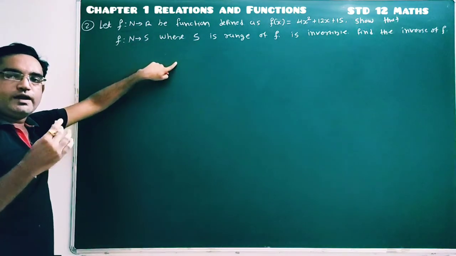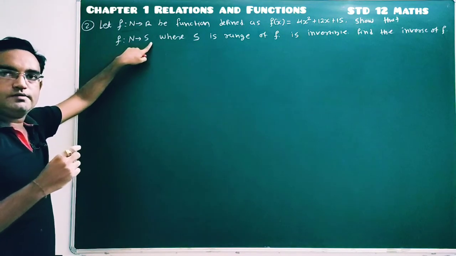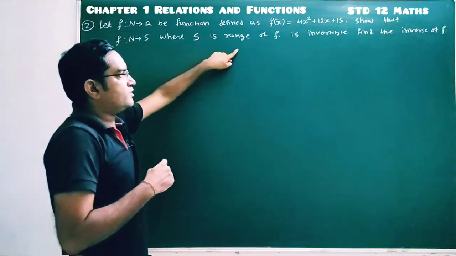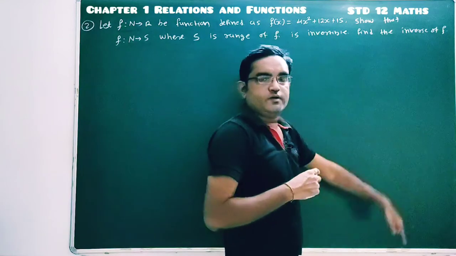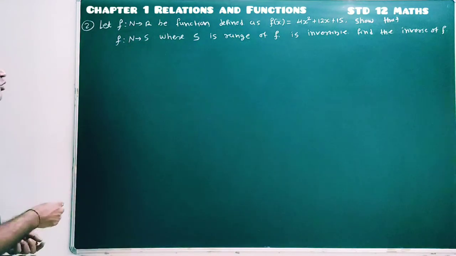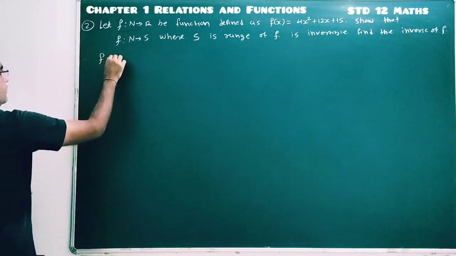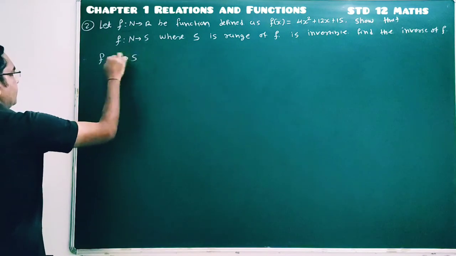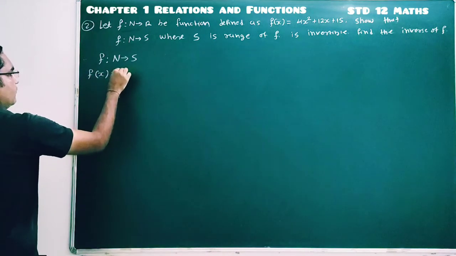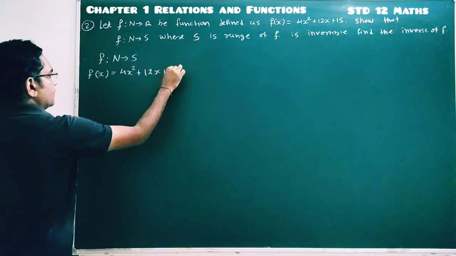Done. So for any function to be an invertible function, it must always be defined from domain to range. Done. Because the function must be a bijective function. So this S is the range of this function. We have to prove the function is invertible and find the inverse of this function f. So let's try to solve this question. Here the given function is f from N to S, and the definition of the function is f of x equal to 4x squared plus 12x plus 15.